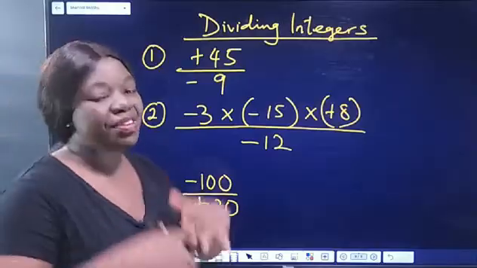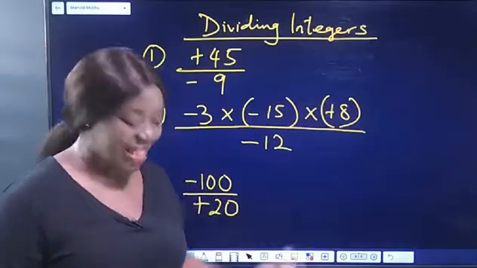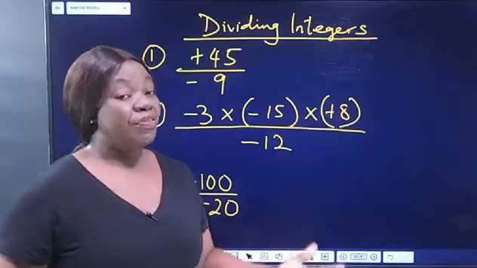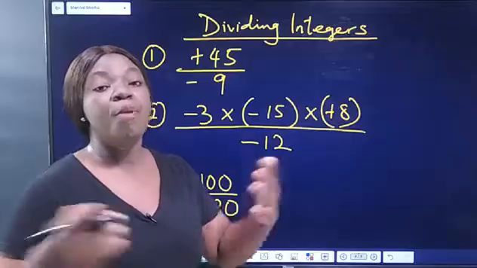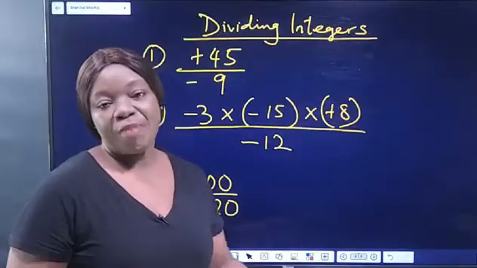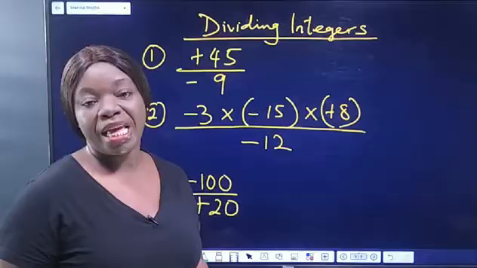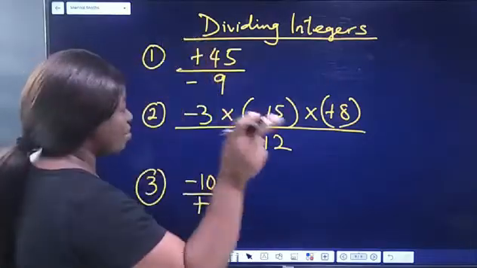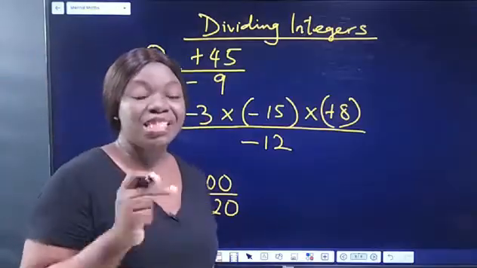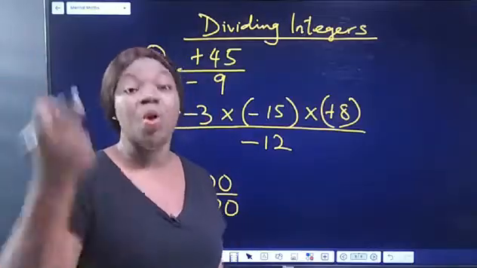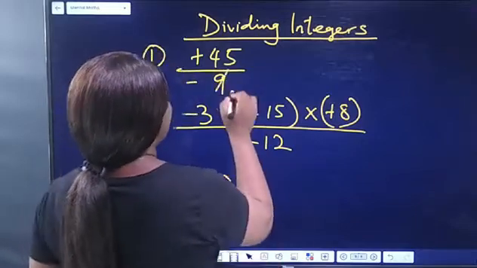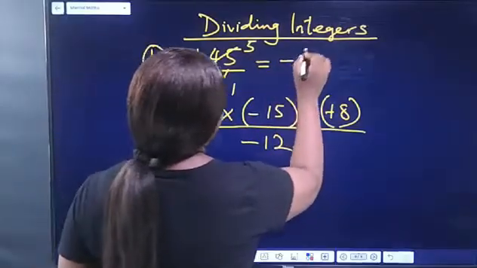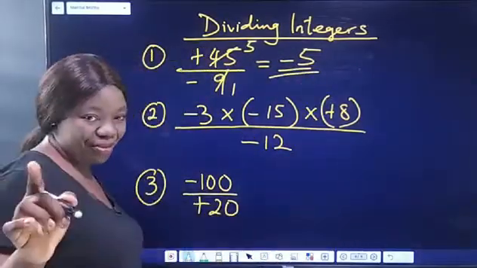Now let's move to dividing integers. Now plus 45 divided by minus 9. Division is the opposite of multiplication. So whatever is applicable to multiplication can also be applicable to division to an extent. So now the same thing. If plus times minus is minus, plus divided by minus is also minus. So now 9 into 45 is 5. So plus divided by minus is minus. So that will be minus 5.